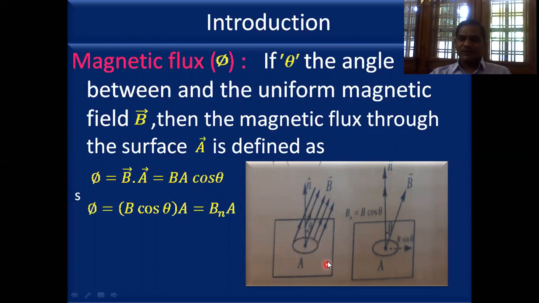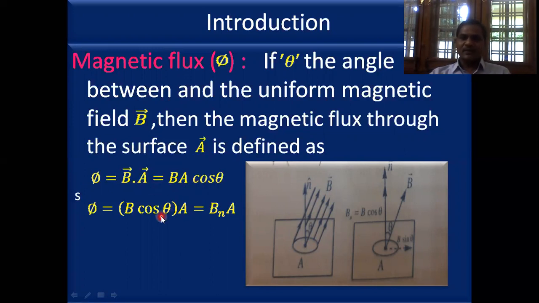Okay, so this is the small area element A bar. The direction of magnetic field is B bar. So here magnetic lines of force indicate the direction of B bar. The normal drawn to this area element is n cap, right? Since area is a vector quantity, the direction of the area vector is along the direction of n cap. Here the angle between n cap and B bar is theta. Then the magnetic flux through this area element is given by phi equal to B bar dot A bar, that equals BA cos theta.